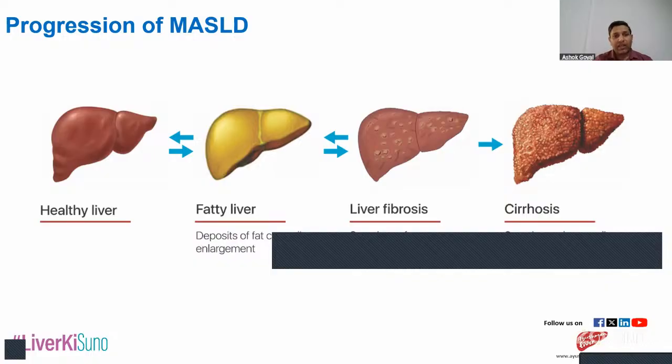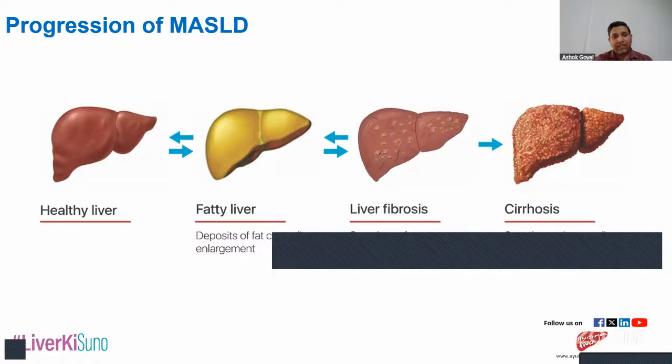When your liver is healthy, the fat content in your liver is less than 5% or at 5%. But when there is fatty accumulation in your liver, the fat deposits cause liver enlargement, and there will be capsular bulging.